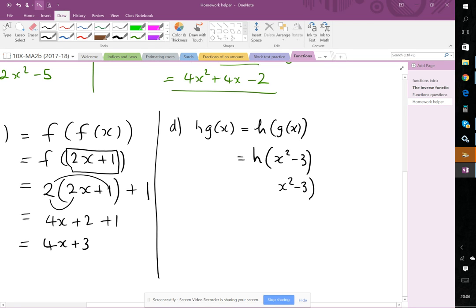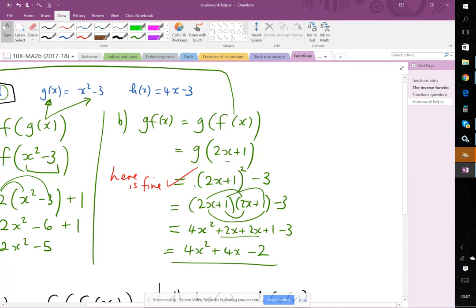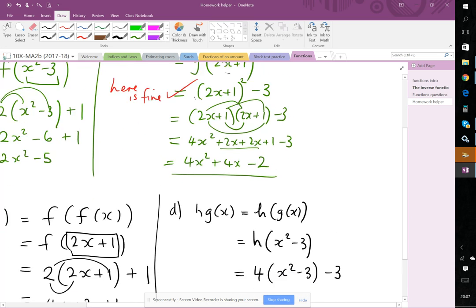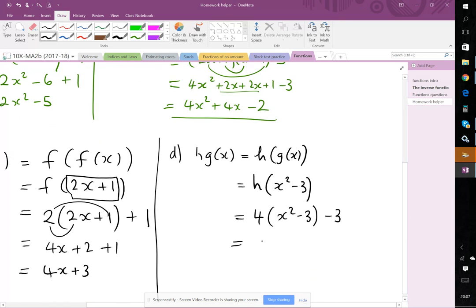And then, oops, I forgot to turn that off, sorry, equals 4 times the input minus 3. Let's just check that was right. Yes, 4 times the input minus 3. Again, we could simply multiply this out. The bracket isn't being squared, so it seems sensible. So we get 4x squared, we're multiplying that, minus 12, and then minus 3 there. So we get 4x squared minus 15. Again, it's a nice simple multiplication, no squares going on here, so it's easy to do.